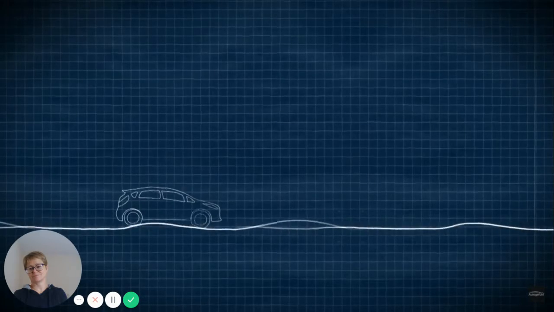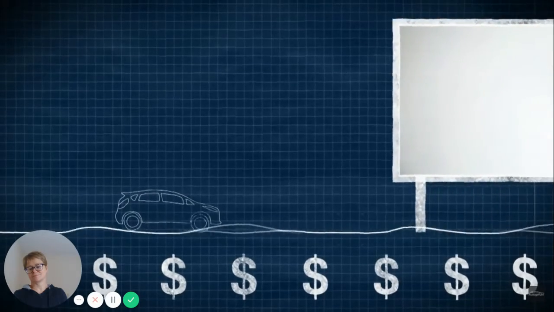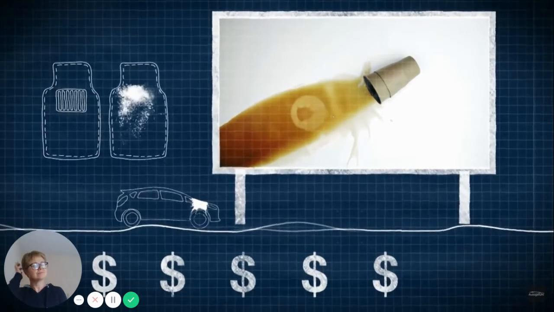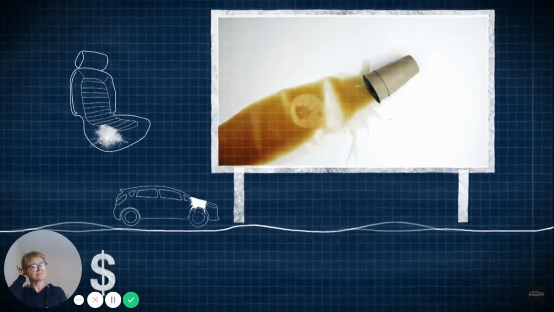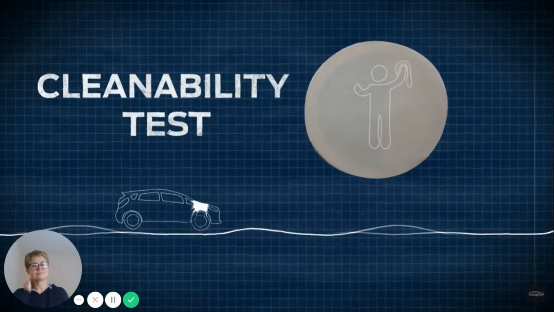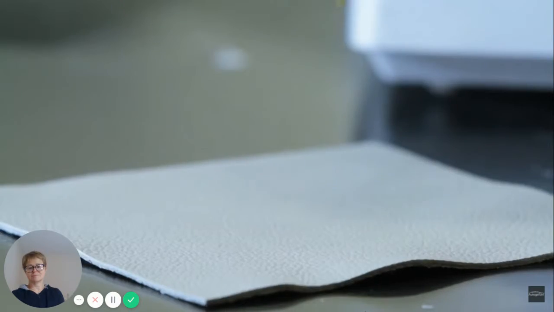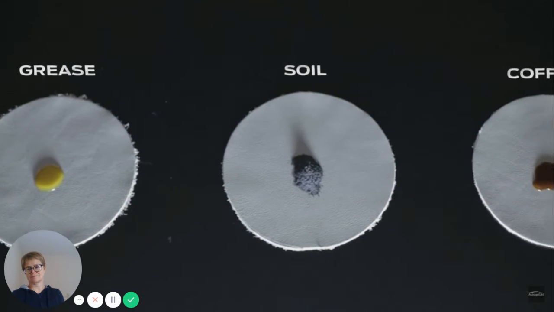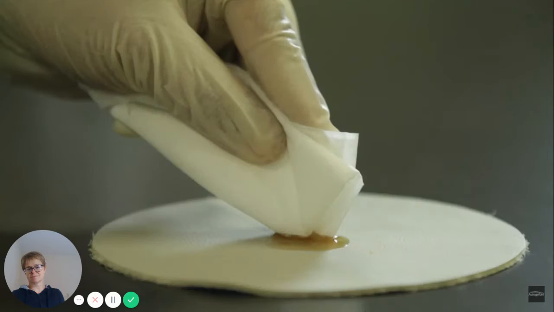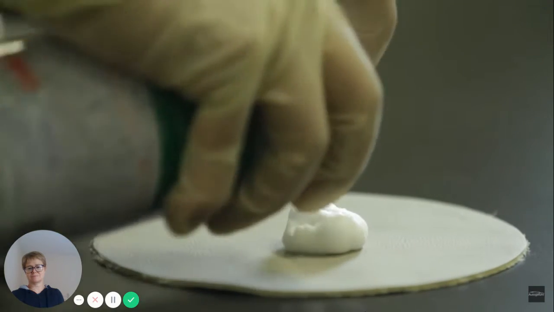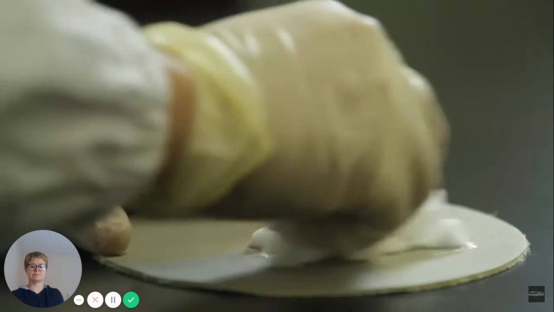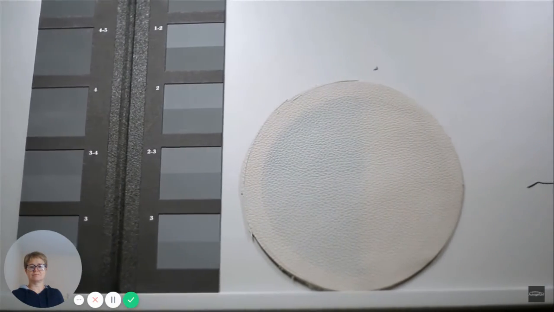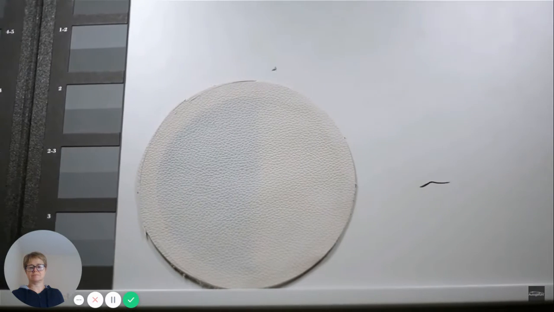The stain resistance test is an important test because not only will the customer be upset if the stain can't be removed, but it can also have a significant effect on the resale value of the vehicle. The most commonly used stain resistance test is the cleanability test. We introduce the contaminant onto the fabric, which could be grease, synthetic soil, or coffee, and then we follow a specific cleaning procedure to attempt to remove the stain. We evaluate the stain before and after the cleaning procedure to ensure that the stain can be acceptably removed.